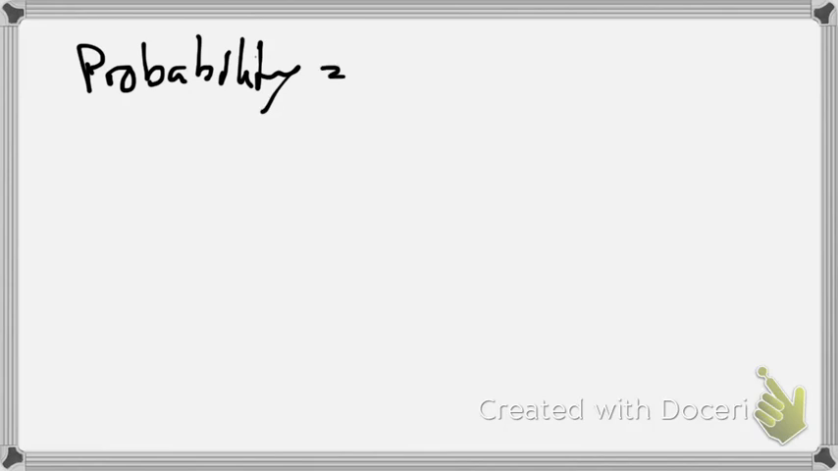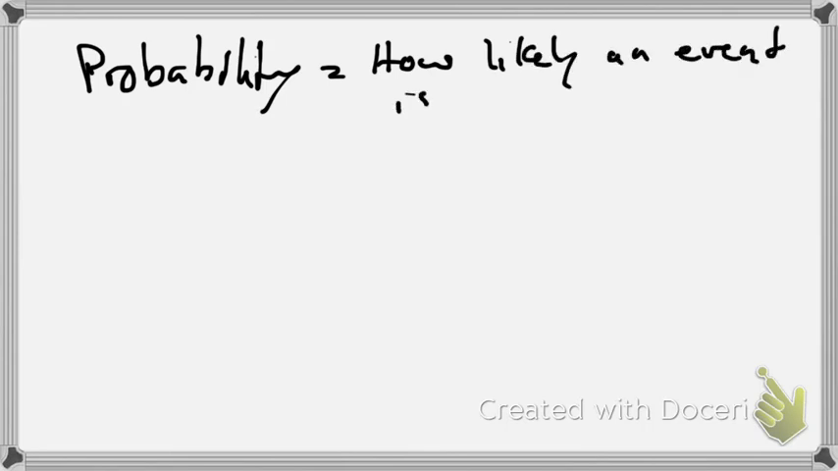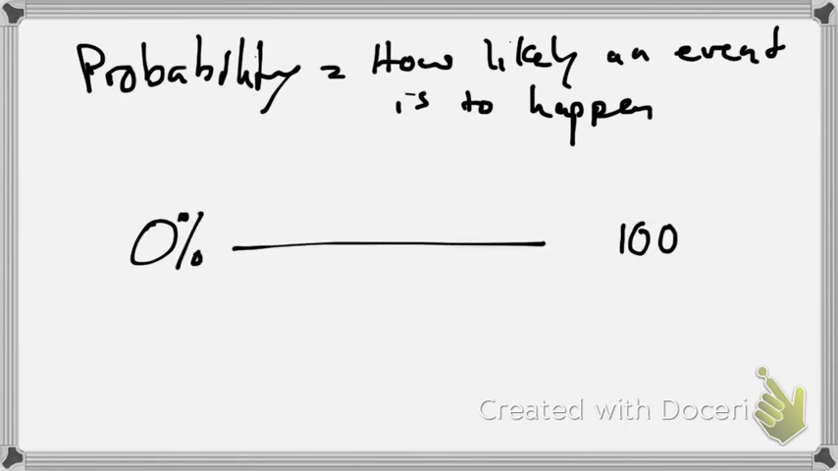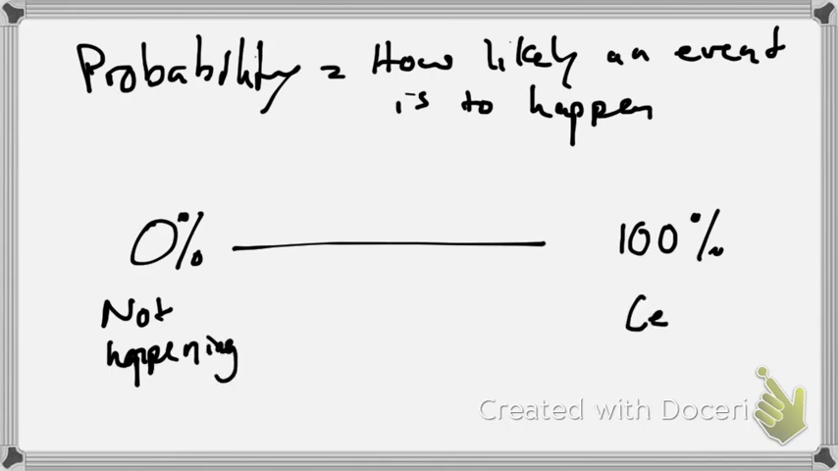And I'm sure most of you already know this, but probability is how likely an event is to happen. So it's on a scale from 0% all the way to 100%, right? And if you look at the weather is all about probability. If there's a 0% chance of rain, you know that it's not going to happen, right? If it's a 0% chance of rain, it's not going to happen. If it's 100%, then it's certain. Anything in the middle is either likely to happen, not likely to happen.